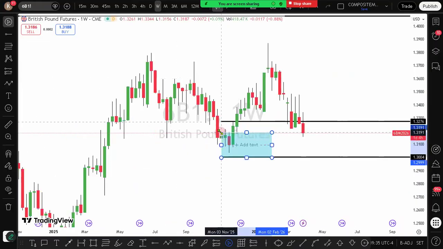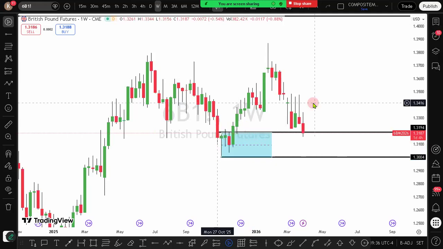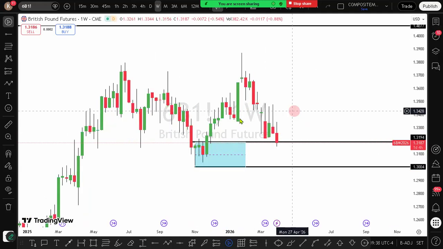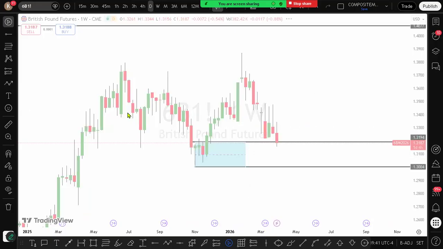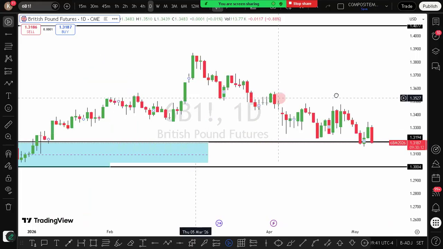We refine it on the weekly time frame. The demand is going to look like this, and you see price is there. But we don't trade the weekly levels. Let's go to the daily time frame in this case and refine our levels properly.